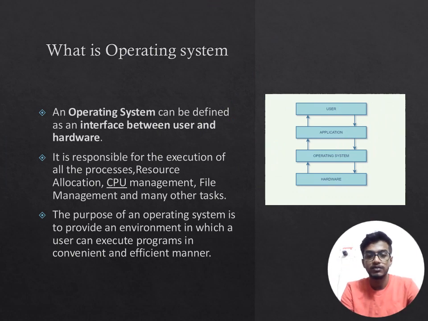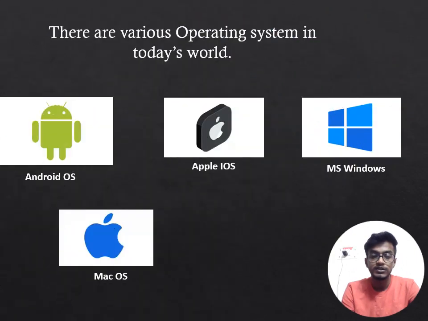What is operating system? Operating system can be defined as interface between the user and hardware. It is responsible for the execution of all processes and resource allocation, CPU management, file management, and many other tasks. The purpose of operating system is to provide the environment in which the user can execute programs in a convenient and efficient manner. These are the various types of operating system, that is Android OS, Apple iOS, MS Windows, Mac OS, etc.